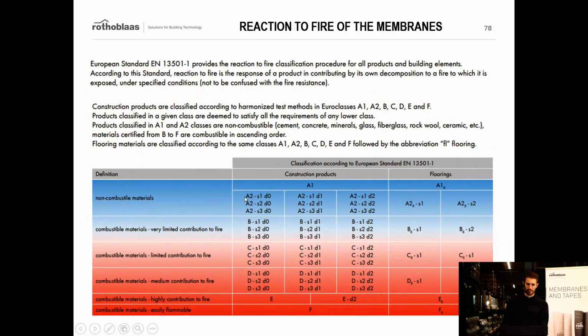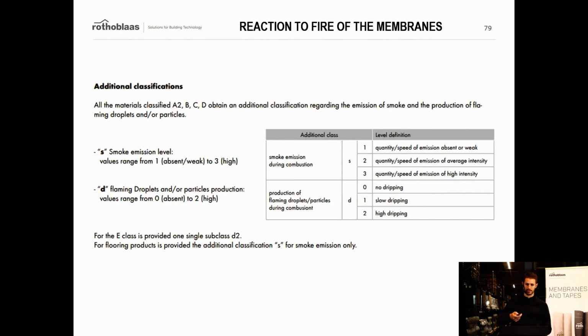And basically, A2 and A1 materials are non-combustible materials, so they don't have reaction to fire at all. And most of the membranes are combustible materials, but they are usually not very combustible, and some of them are B-S1, and so that means that it's not very combustible. And let's have a look at what the other letter means.